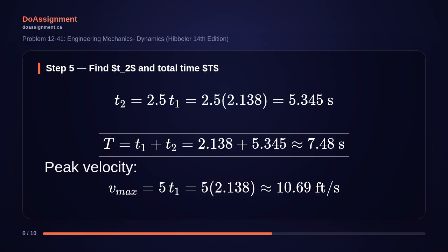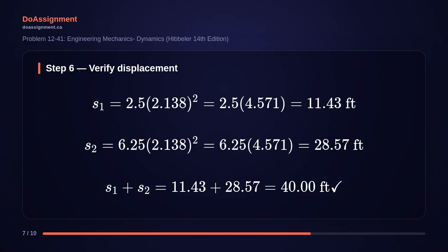The total time t is the sum, approximately 7.48 seconds. The peak velocity reached at the transition is about 10.69 feet per second. Checking, phase 1 covers about 11.43 feet, and phase 2 covers about 28.7 feet. Their sum is exactly 40 feet, which confirms our answer.